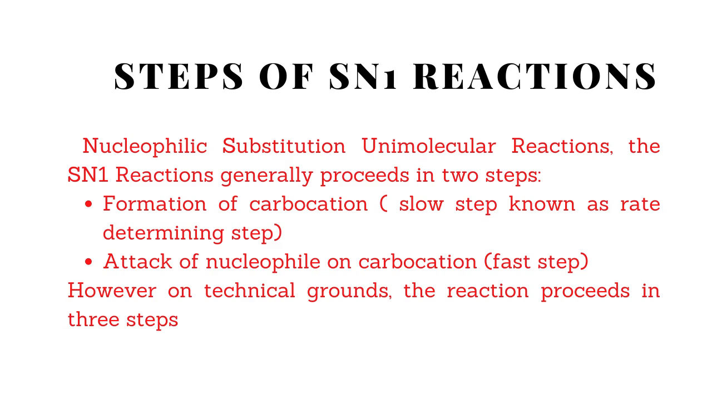What are the steps of SN1 reactions? Nucleophilic substitution unimolecular reactions generally proceed in two steps. Number 1, formation of carbocation. This is a slow step and is known as the rate determining step. Number 2, attack of nucleophile on carbocation. This is a fast step. However, on technical grounds, the reaction proceeds in 3 steps.